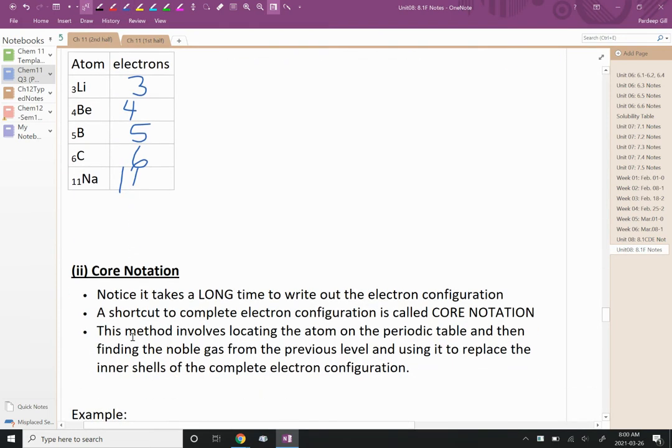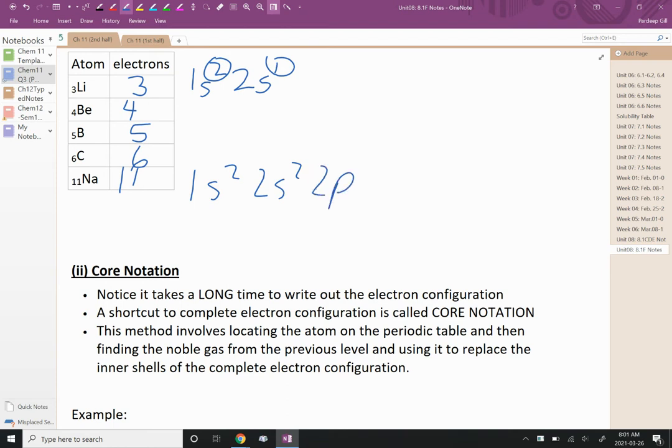Now core notation. We looked at electron configuration in the other video, and we found that it takes a really long time to write out the electron configuration for some of the elements. Something like lithium is simply 1s2, 2s1. So there's the 3 electrons right there. Something like sodium would be 1s2, 2s2, 2p6, and then 3s1. So it took a while to write that out.